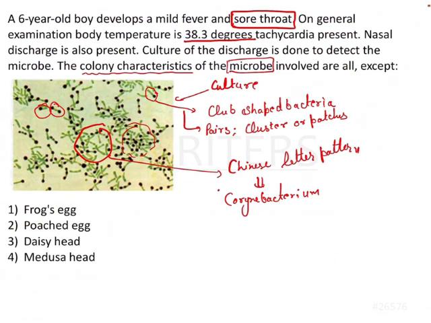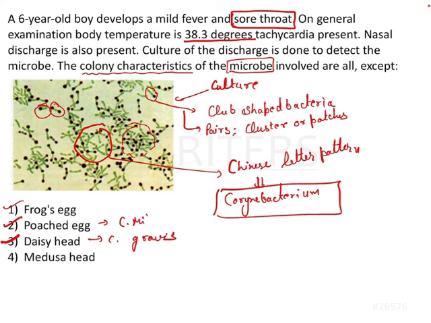So if we go back to the question again, we are able to identify, yes, this is Corynebacterium, and we have three types of colonies: frog's egg, poached egg, and daisy head. Daisy head is with C. gravis, poached egg with C. mitis, and frog's egg with C. intermedius. So medusa head is not seen in Corynebacterium diphtheriae. So the answer to this question is 4, that is medusa head. If you want to read the explanation, you can go to the bottom and read more explanation attached to it.